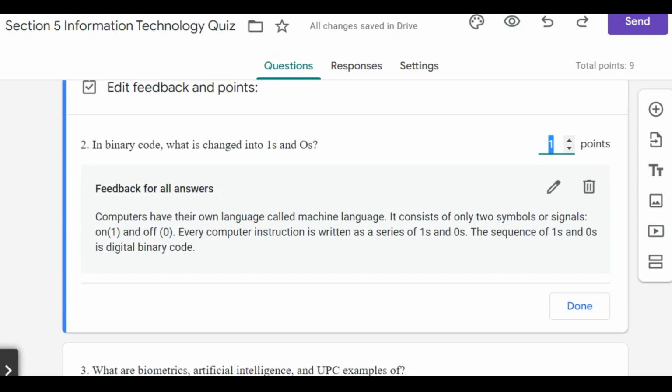Computers have their own language called machine language. It consists of only 2 symbols or signals, on 1 and off 0. Every computer system is written as a series of ones and zeros. The sequence of ones and zeros is binary code.